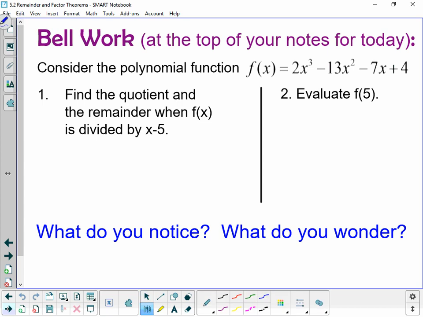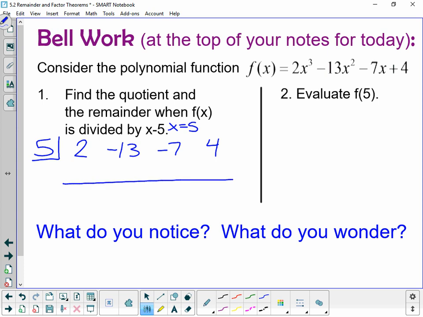So if we want to divide that function by x minus 5, we can use synthetic division with the root 5. Our coefficients are 2, -13, -7, and 4. Hopefully you remember your synthetic division. We drop down that first one, we multiply by 5 and put it in the second column. Add that column up. Now we multiply by 5, put it in the next column. Add that column up. Multiply by 5. Put it in the next column, add that column up.